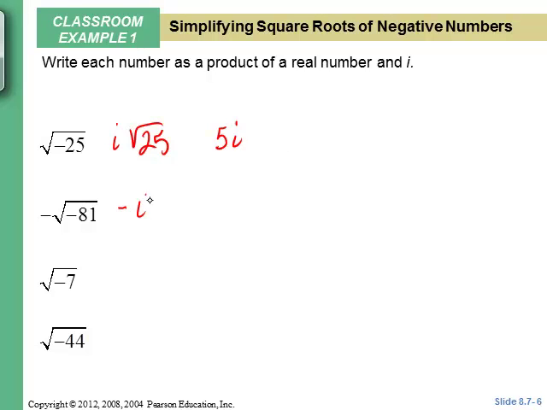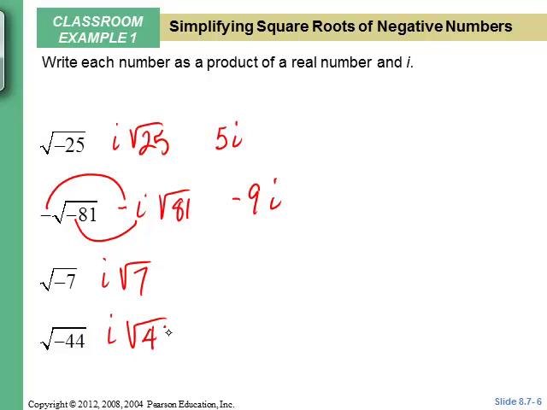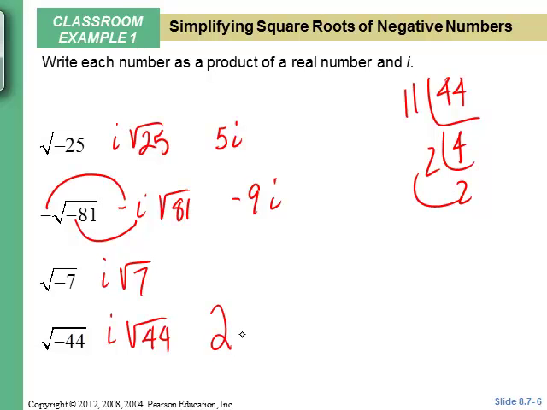This is negative i square root 81. This negative sign becomes i on the outside, which is negative 9i. This is i root 7. This is i root 44, but 44 divided by 2... you've got a pair of 2's on the outside, so it's 2i root 11.